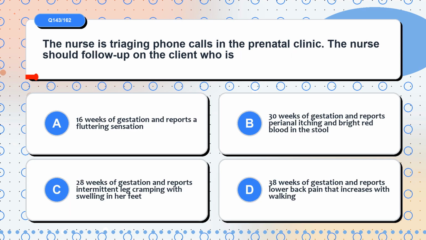Question 143. The nurse is triaging phone calls in the prenatal clinic. The nurse should follow up on the client who is. Here are the options. Option A, 16 weeks of gestation and reports a fluttering sensation. Option B, 30 weeks of gestation and reports perineal itching and bright red blood in the stool. Option C, 28 weeks of gestation and reports intermittent leg cramping with swelling in her feet. Option D, 38 weeks of gestation and reports lower back pain that increases with walking.